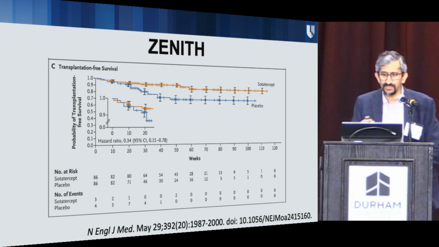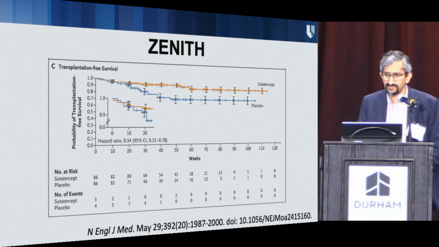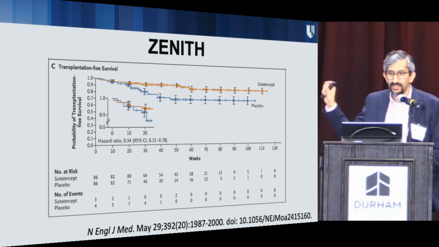So most recently, sotatercept has been tested in a lower risk population. The population in both STELLAR and ZENITH were primarily patients who, again, STELLAR were primarily on triple therapy, prostacyclins, especially ZENITH, again, a high risk population. Most of these folks on prostacyclins as well. But now we have data from HYPERION where the majority of patients were on dual oral therapy.